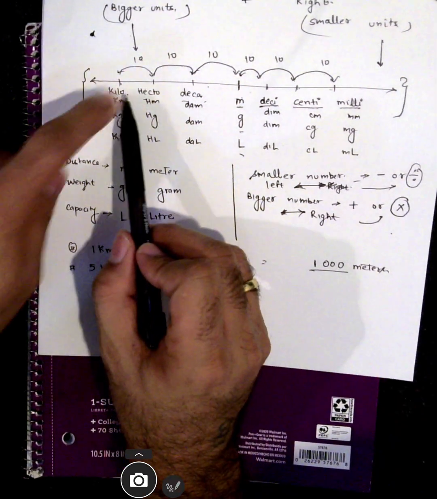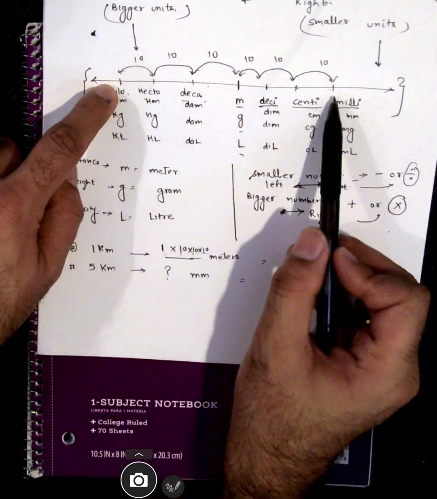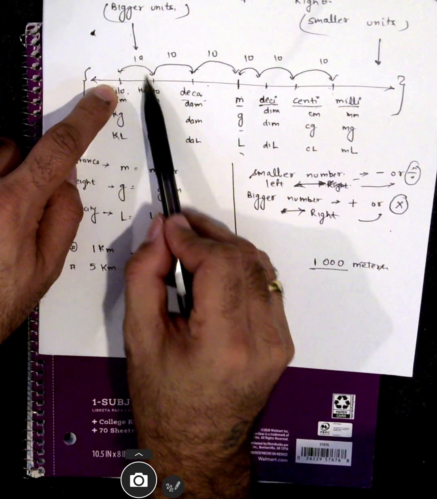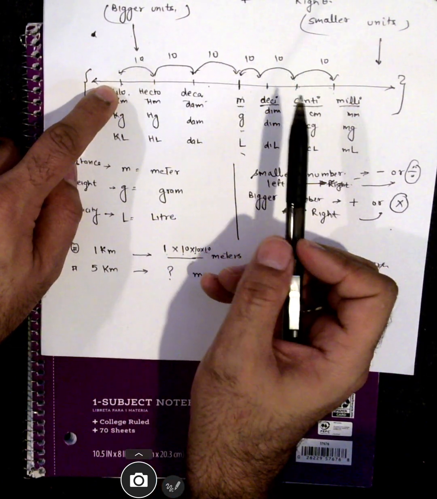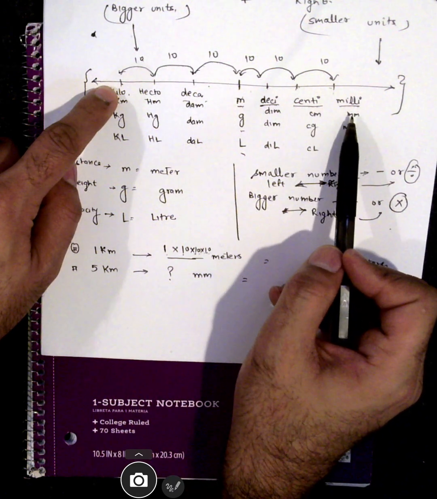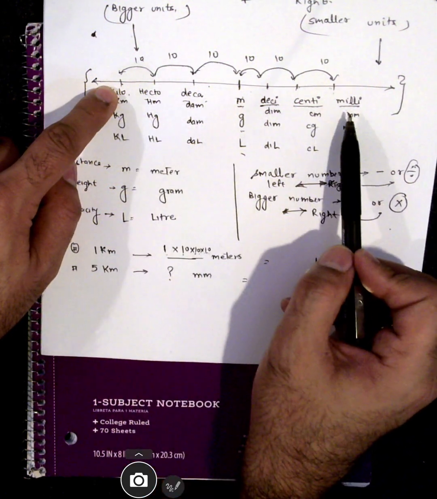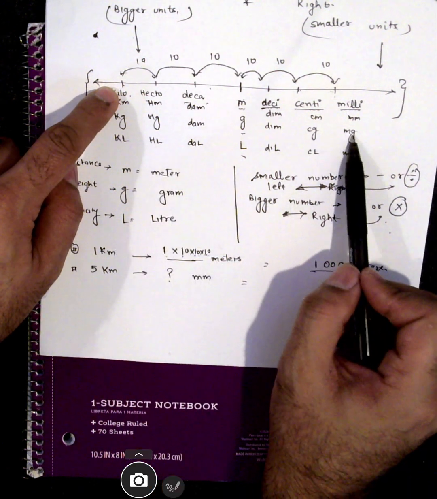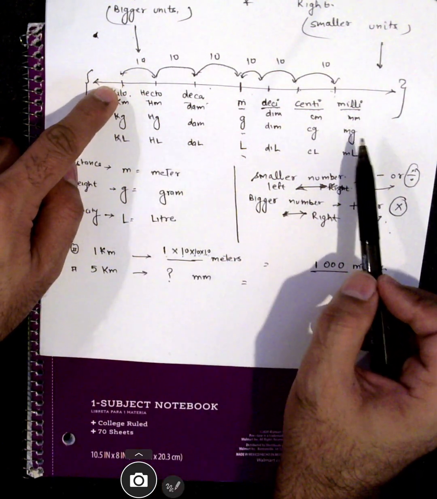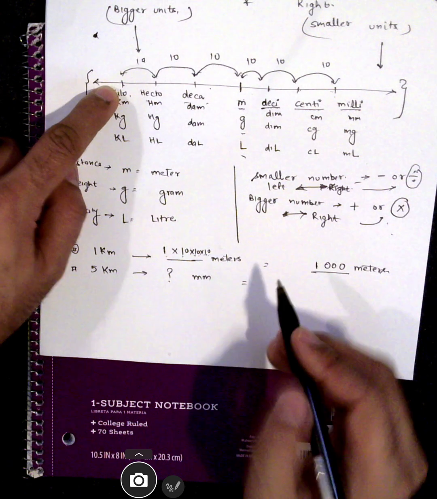Now if we have, let's say, 5 kilometers to some millimeters, we will use the same approach. We stand on kilometer and see how many steps we are away from millimeters. So we are 1, 2, 3, 4, 5, 6 steps away from millimeters, and we are going towards the right hand side, which means we need to multiply because we are going towards smaller units, for which we will get bigger numbers. Bigger numbers we need to multiply.